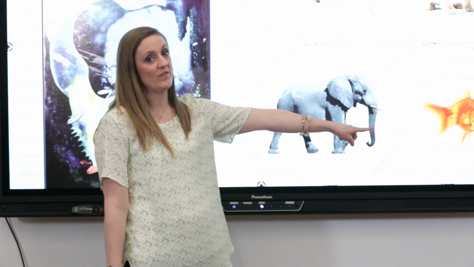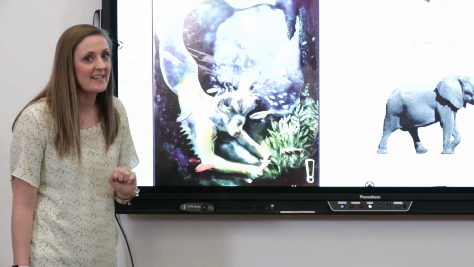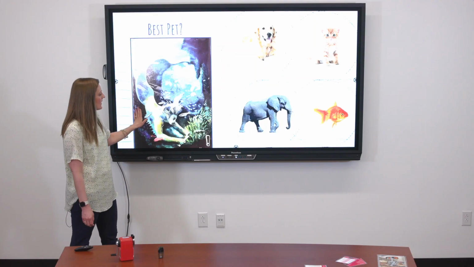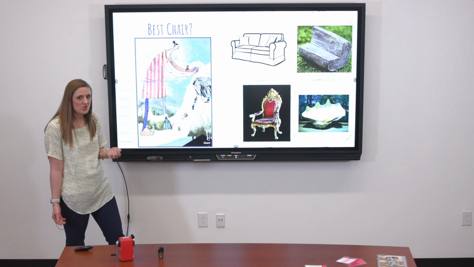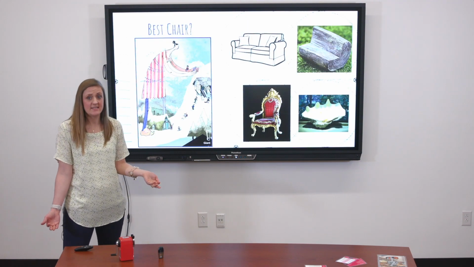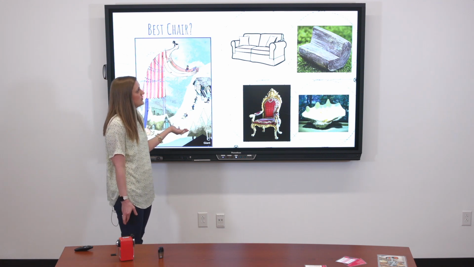I'm going to go with the goldfish on this one. Looking in the picture, there's a lot of goldfish already, and he lives under the water. So I think we're really good on that one. Now, what about a chair? The giant's got to sit down at some point. So these are a couple of chair options.